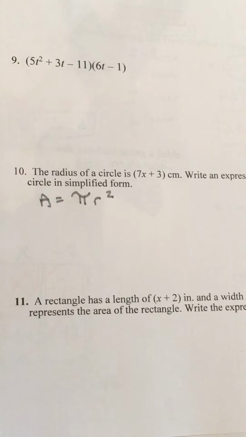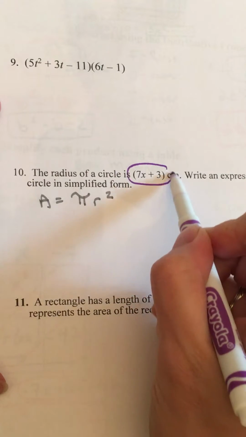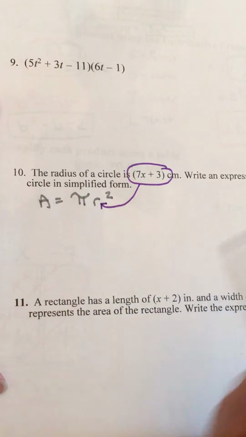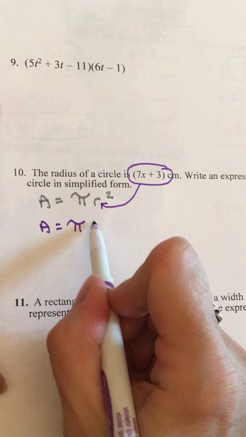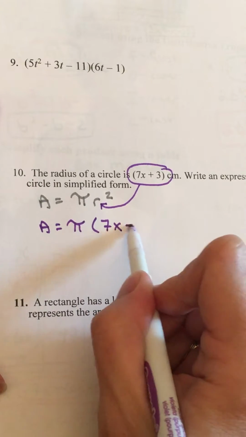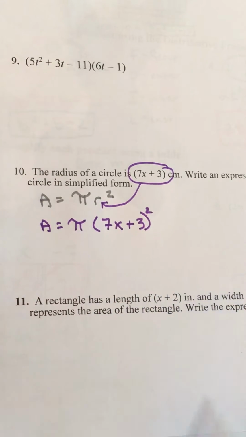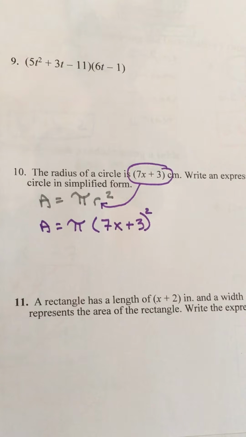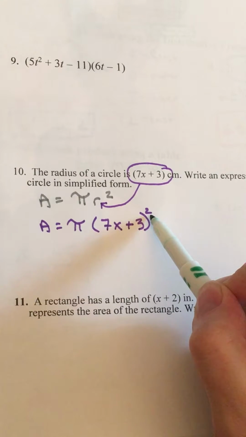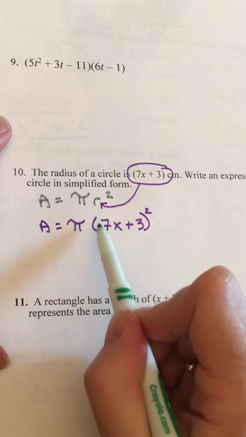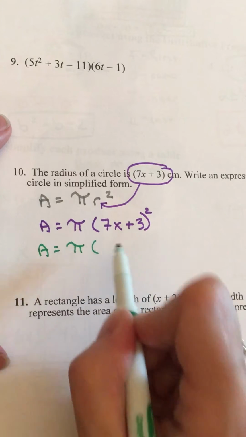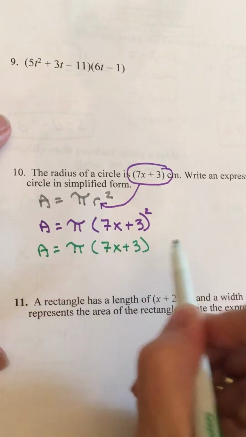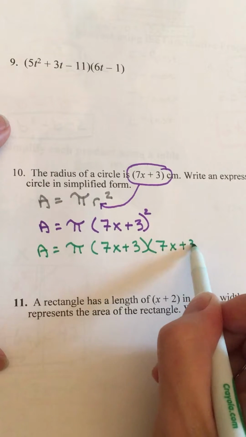So let's put the radius of our circle into our equation. So area will equal pi times 7x plus 3 squared. Hey, what does squared mean? What does this squared tell us to do? Oh, that means multiply this quantity times itself. Area equals pi times 7x plus 3 times 7x plus 3.